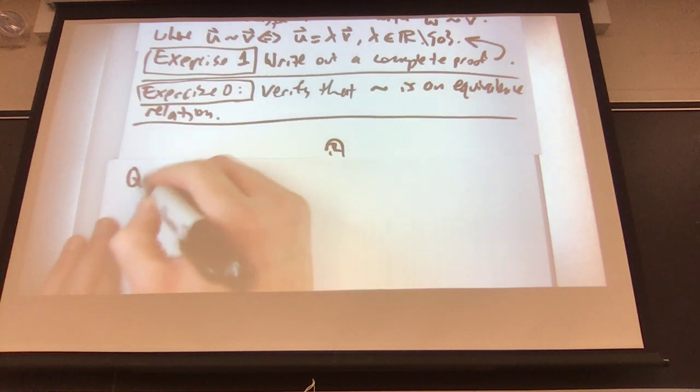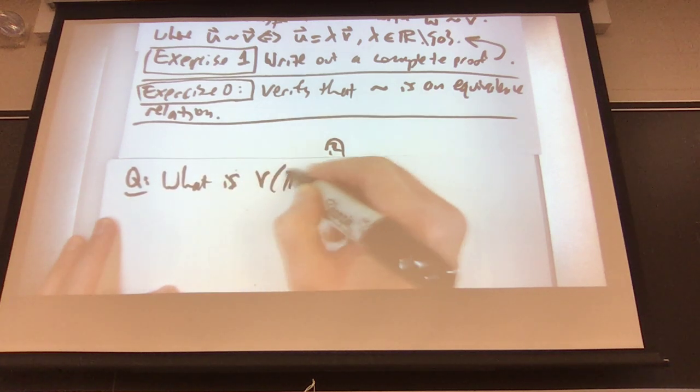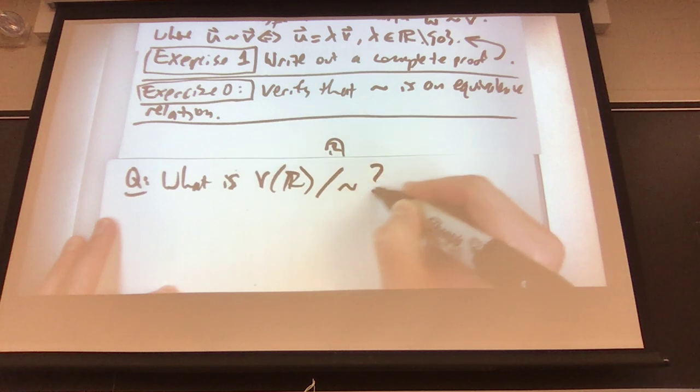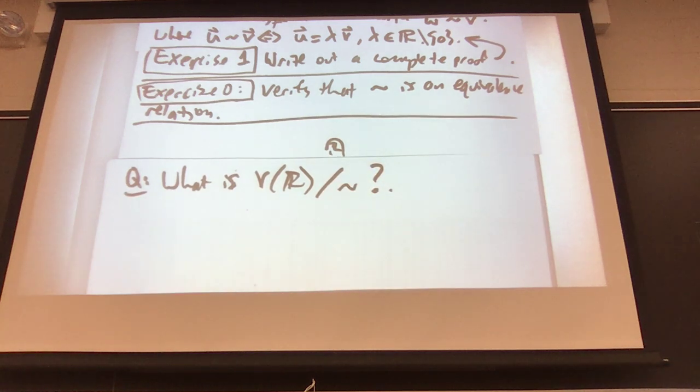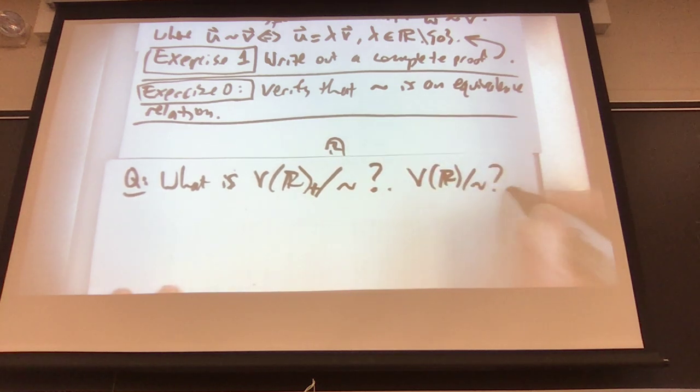So here's a question. What is V of R modulo equivalence? Or maybe just the positive cone up to the equivalence. Maybe answer both questions. Take 2 minutes. Think about it. See if you can figure out what is going on. Talk to your neighbor.